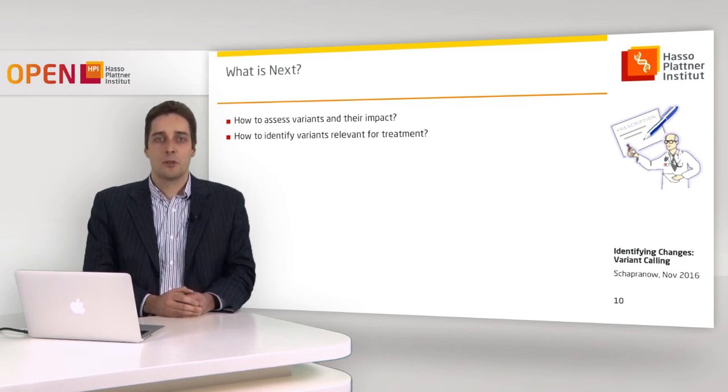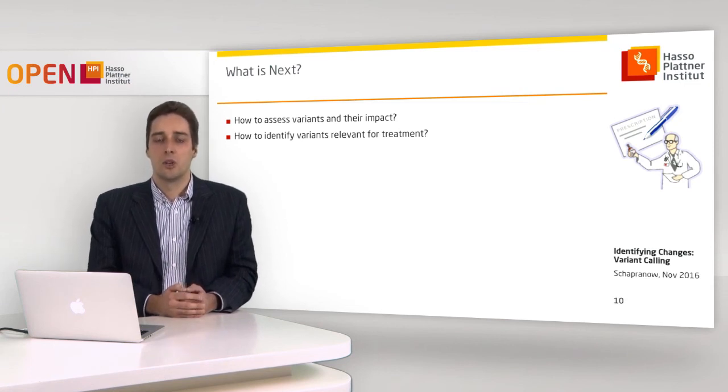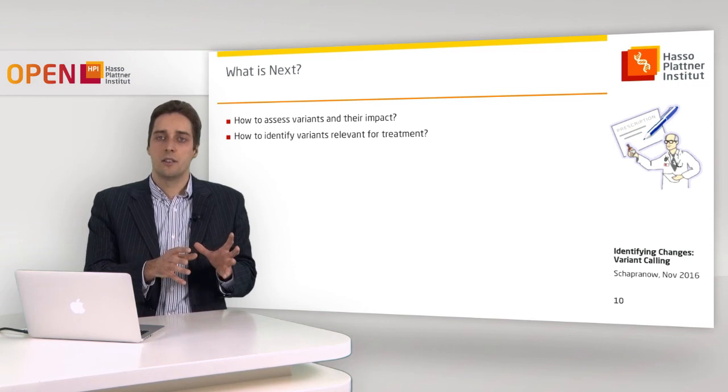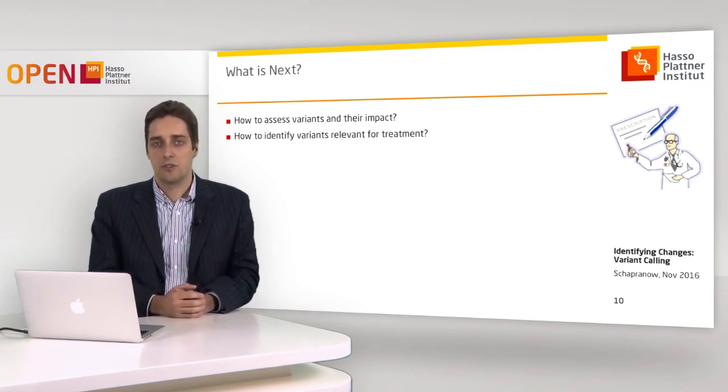So that brings me to the next presentation in the course. Next time we want to assess how variants are important for the treatment. Which impact do they have? How to use the worldwide scientific knowledge and publications to find out if this variant is associated with a disease and how this can be involved in the course of a treatment.